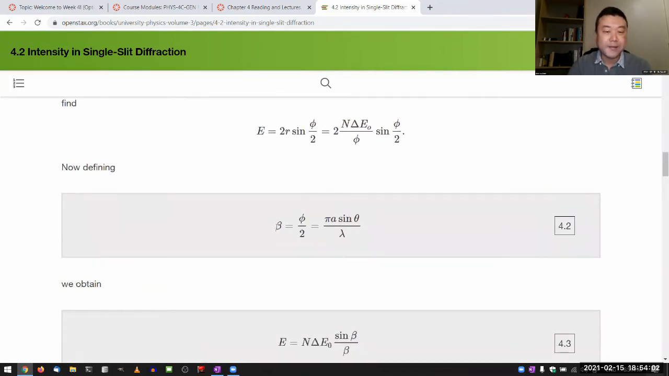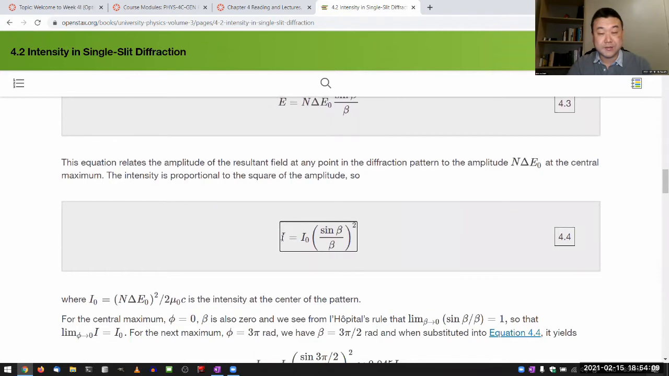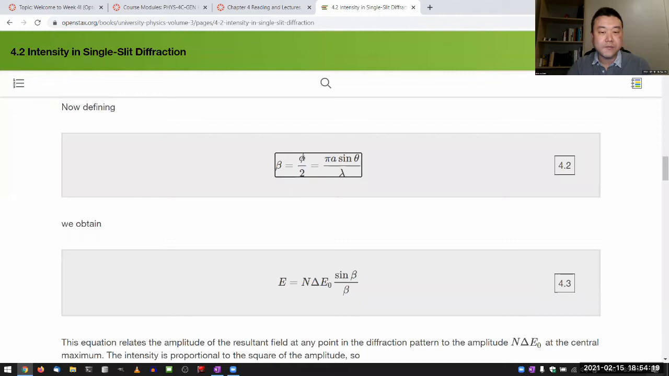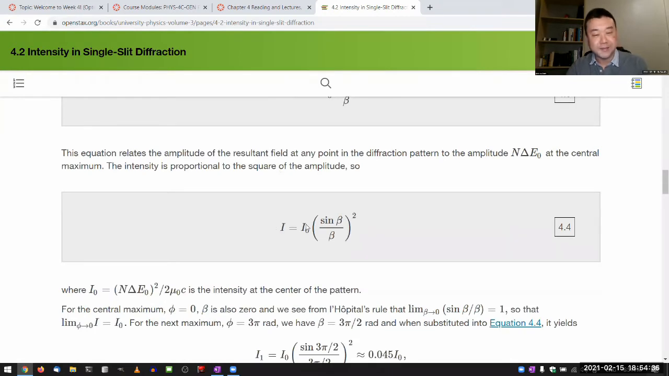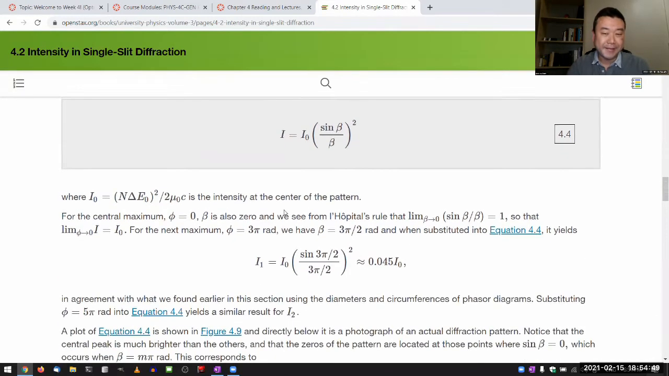There's a definition of beta, a quantity that they will use to specify the intensity expression. It's such a complicated expression that they don't give it to you in a single step. They first define a quantity beta, which relates a little bit to the phase, and it can be stated in terms of the aperture size, the slit size, and the angular position where you are considering the intensity. And with this parameter, you can specify the intensity. And if you work out beta, again, you can see that it's a sine of something. So they have that. And I do recommend that you read it through and try to understand this setup.